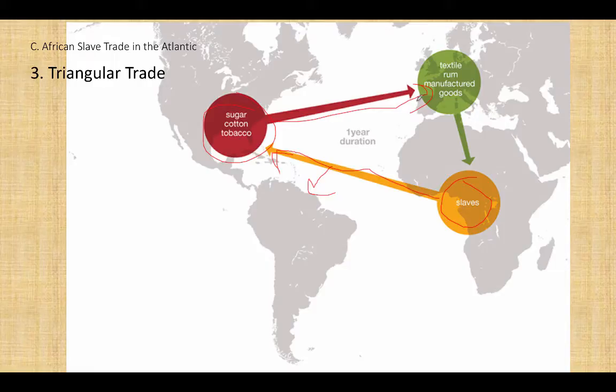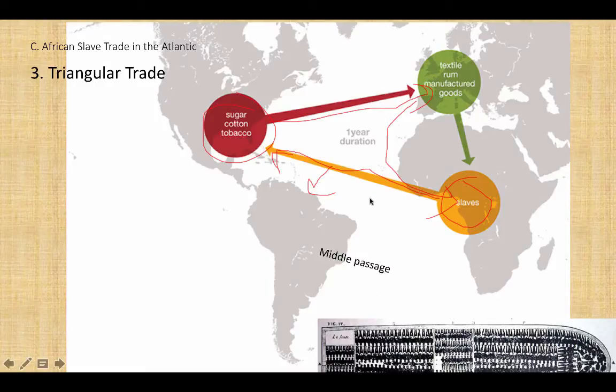Once they have those finished goods, the boats are filled up with those finished goods and then taken back to Africa, and that's where we once again complete the triangle. We unload our boats full of European finished goods for African slaves, and the triangle repeats itself year after year, voyage after voyage. This is known as the triangular trade.